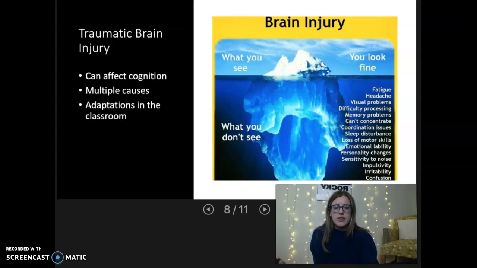So ways to accommodate TBI in the classroom would be to slow down, not overstimulate the student with a lot of sound, lights, and visuals, giving the student time to process the question that you've asked and to process their answer, so being very patient with the student, and shifting down to the bare essentials and not adding a lot of fluff or bells and whistles into the instruction.